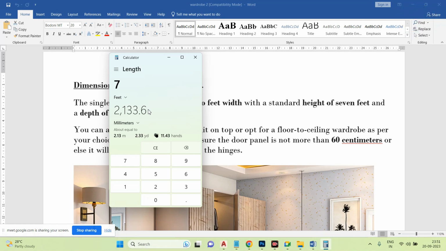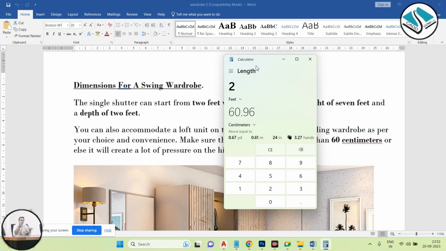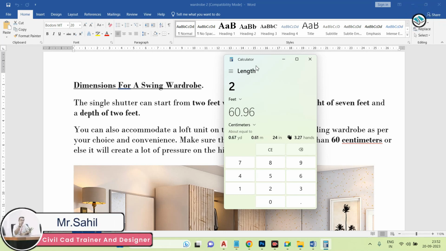The standard height, in centimeters. How much? Not in inches, in centimeters: 213. The standard height of the wardrobe in centimeters is 213, and the depth of the wardrobe is 60 centimeters. These are the standard values you can use in your project without any fear.